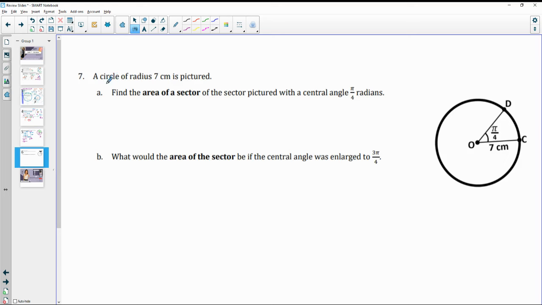Number 7, a circle of radius 7 is pictured. Find the sector area of the picture shown. So now we're in radians. And so for radians, your sector area formula is going to be 1/2 times theta times r squared. So we're going to do 1/2 times the angle measure, which is pi over 4, and then times the radius squared.